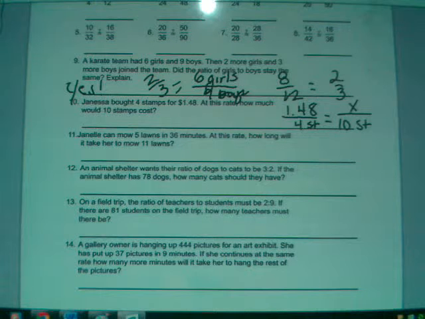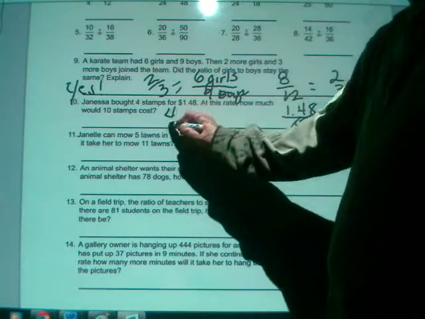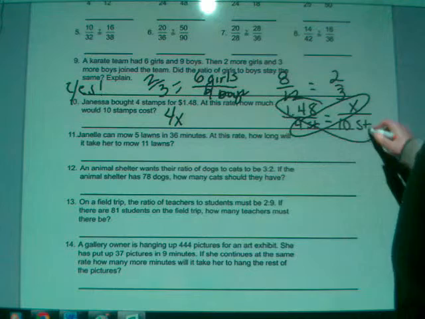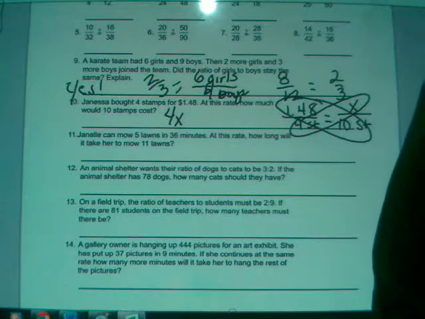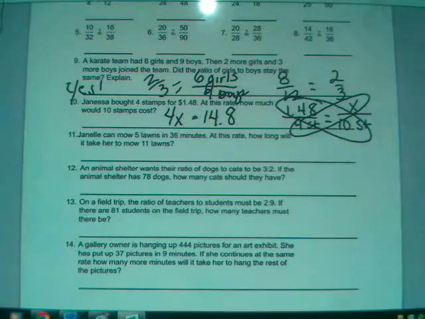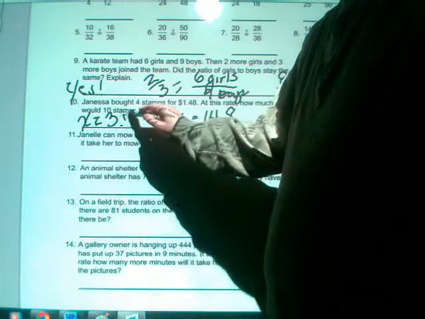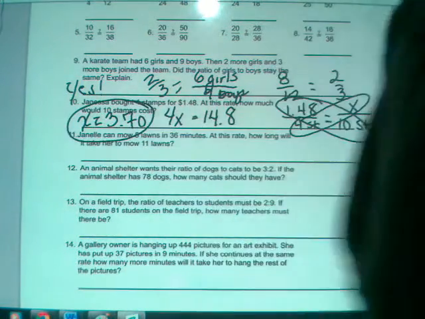All right, when you're solving a proportion, we did this technique in one of the questions earlier, probably best to cross multiply here. So on this diagonal, we've got 4 times x, that's 4x. And on this other diagonal, we've got 1.48 times 10. 1.48 times 10 is the same as 14.8. Solve the equation. Well, you know how to solve that equation. You're going to take 14.8 and divide by 4. When I take 14.8 and divide by 4, I get 3.7. So that means 10 stamps is going to cost me $3.70.